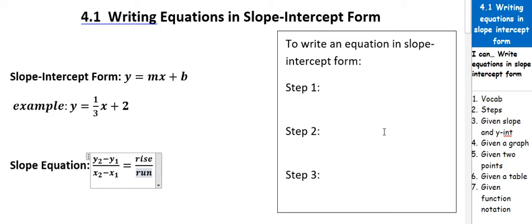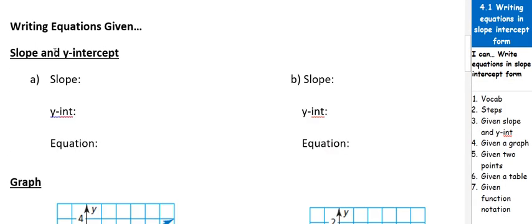We just talked about the vocab for the day. The goal is to be able to write equations in slope-intercept form, so in the form y equals mx plus b. What we are going to talk about the rest of the time in this video is the steps, step 1, 2, and 3 for writing an equation in slope-intercept form. Then we are going to be talking about, okay, how do I write it when I have the slope and the y-intercept? Just given the slope and y-intercept, how do I write the equation? That's super easy. You guys will crush it.